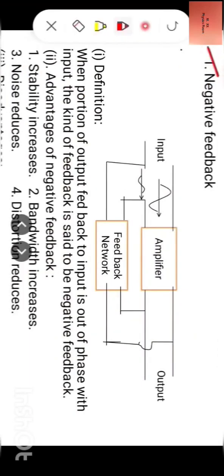First, negative feedback. Let us define. When portion of output fed back to input is out of phase with the input, the kind of feedback is said to be negative feedback. I repeat, when a portion of output fed back to input is out of phase with the input, the kind of feedback is said to be negative feedback. Now look at this diagram. This is the input signal and this is the feedback portion, which is out of phase with the input. So we say it is a negative feedback.